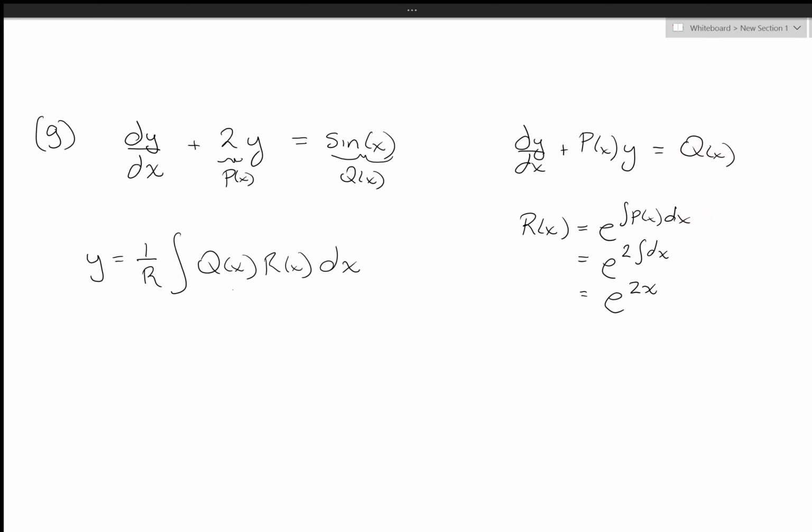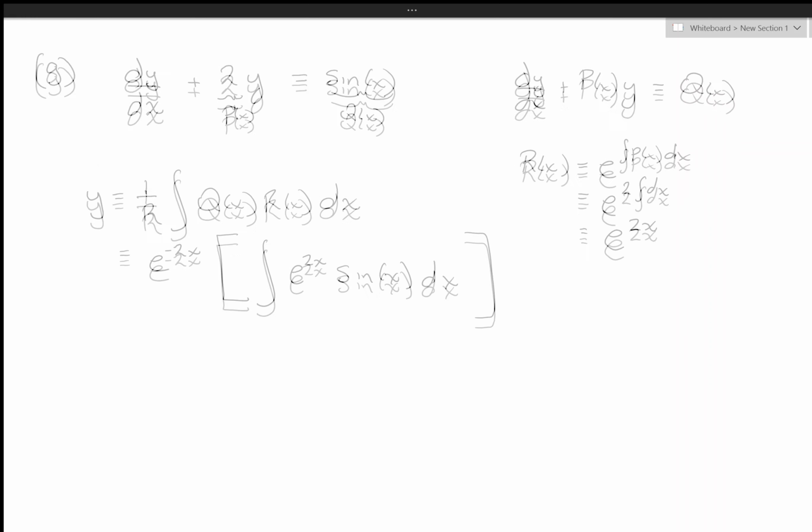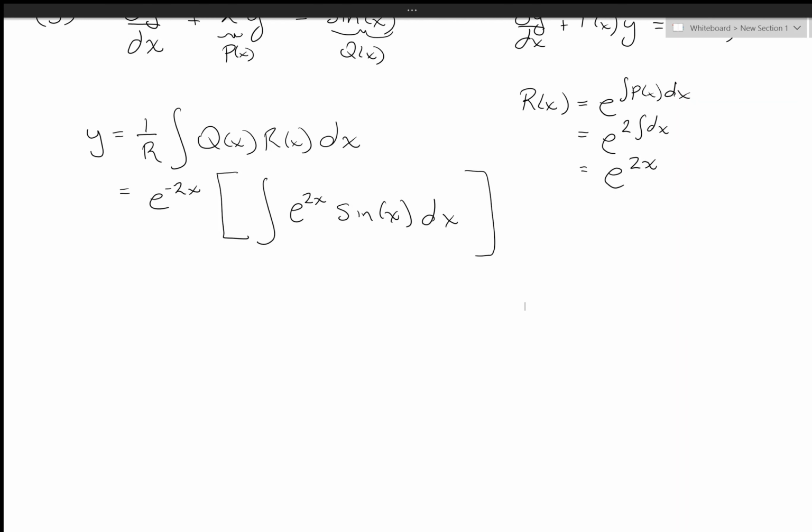This integral is going to be a little more difficult to solve. So it's e to the negative 2x times, now we have this integral. The integral qx is sine x. So we have e to the 2x, right? That's the rx. And then sine of x dx. Okay, so here we are. We have to solve this integral.